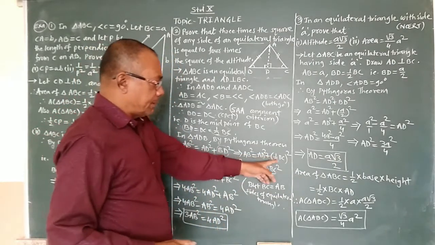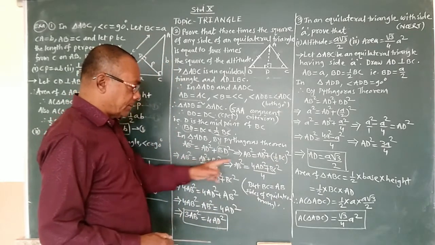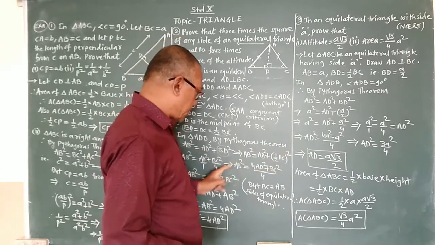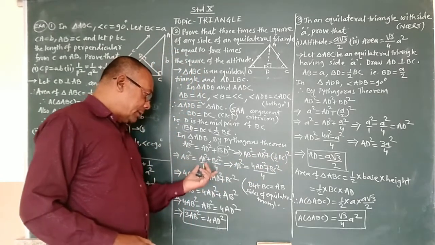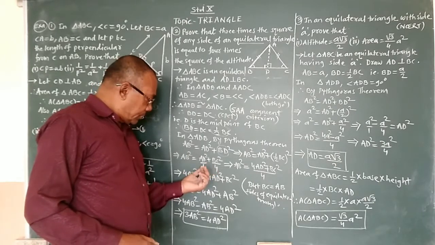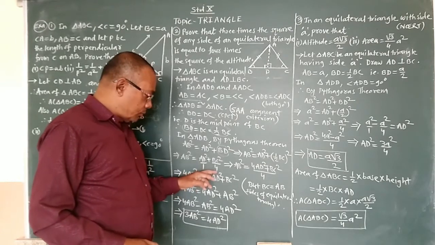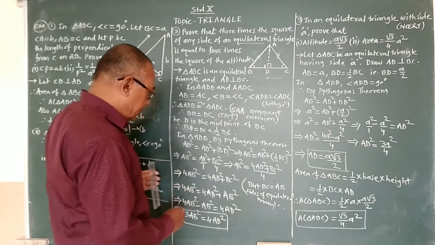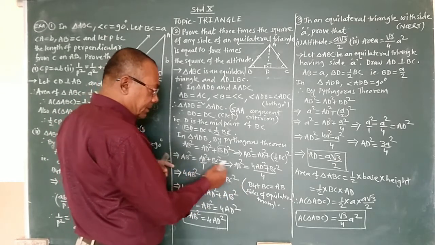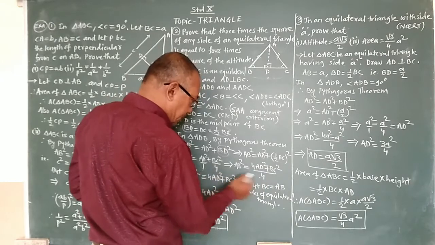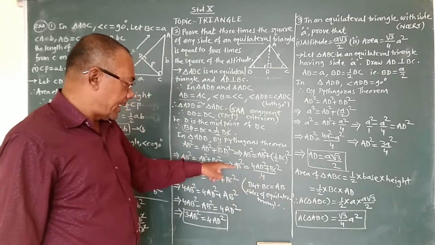So 1 half BC bracket square, and therefore AB square is equal to AD square plus BC square upon 2 square, which is 4. So BC square upon 4. Again here at the RHS, for the addition, the denominators are not the same. So we have to cross multiply. Then we will get here AB square is equal to 4AD square plus BC square divided by 4. Here 4 is dividing, it will multiply AB square.